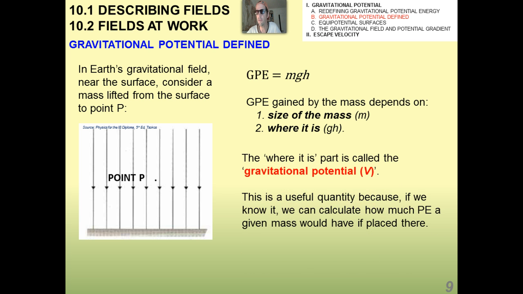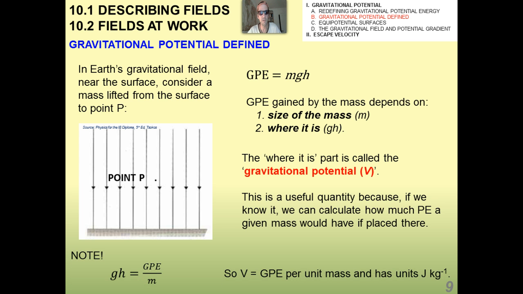The where-it-is part is called gravitational potential. So g times h is where it is. It's called the gravitational potential, and in physics we give it the variable name, the letter capital V. Very important: we're going to talk later about electric potential, and we're also going to use the variable V. This is a very useful quantity because if we know it, we can calculate how much potential energy a given mass would have if it were placed there. I want you to note that gravitational potential, or gh, is the gravitational potential energy per unit mass.